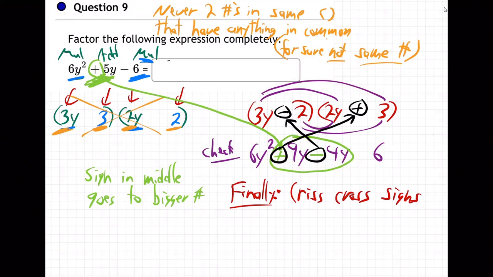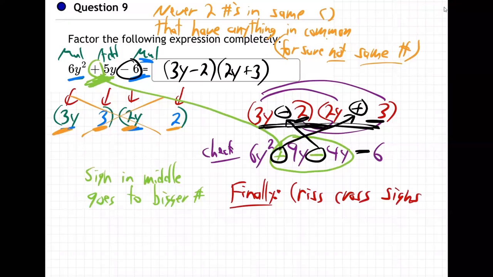So there's our answer. Where's our answer? Right here. This right here is our answer: 3y minus 2 times 2y plus 3, like that. Notice how minus 2 times plus 3 does make minus 6, which is what we have, minus 6. So that's right. And there we go.